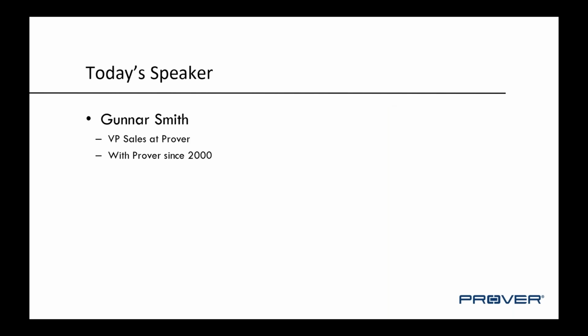Before I get started, just a very short word about myself. I'm currently VP Sales at Prover, but I've been with Prover since 2000, in various roles, starting out as a software engineer working on product development for formal verification tools, and since then in various roles, often involved in many of our client projects in the railway signaling and train control domain.